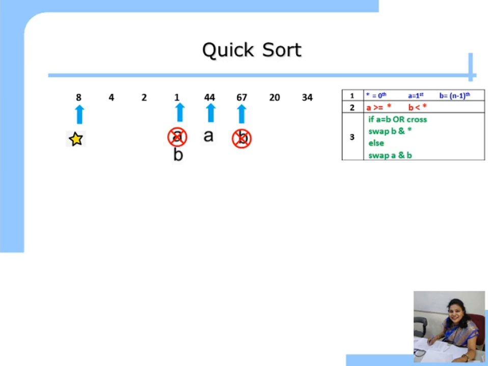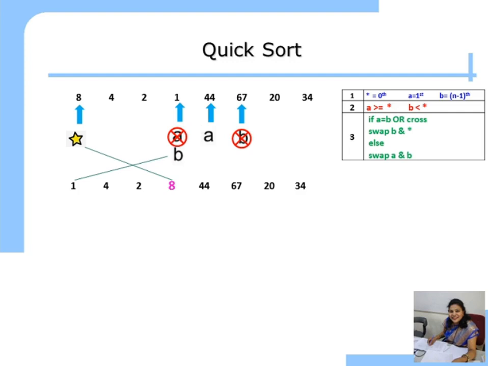After adjusting A and B, we again check. Are A and B equal? No. Are they crossed? Yes. B is at the left side and A is at the right side, so they are crossed. So we now swap the pivot with B. What element is present at B? It is 1. So we swap 8 and 1. We get the new list 1, 4, 2, 8, 44, 67, 20 and 34. See, after swapping the pivot, 8 is now sorted.